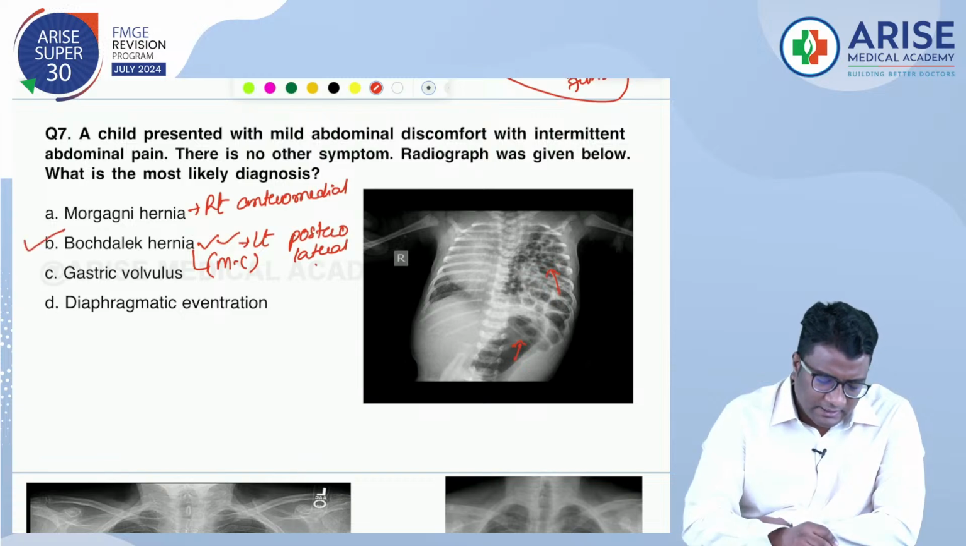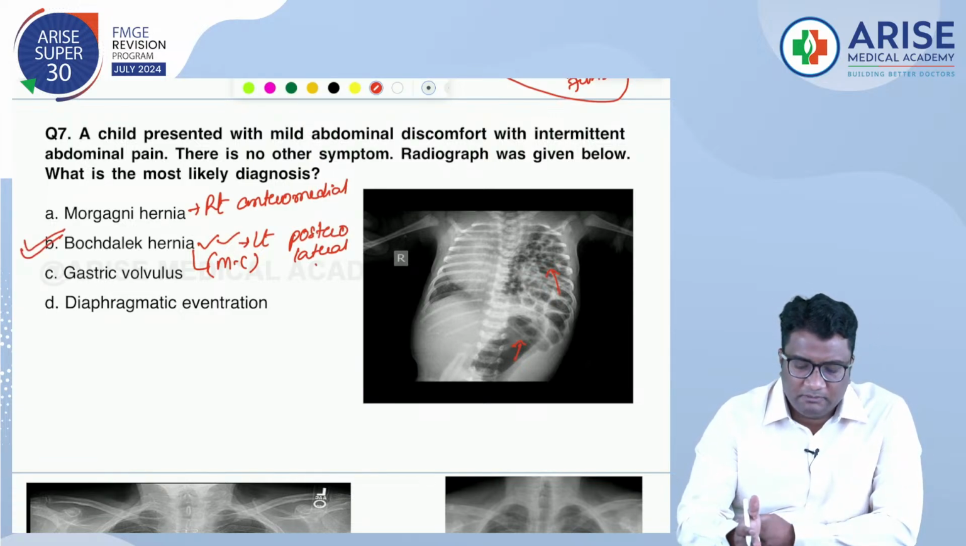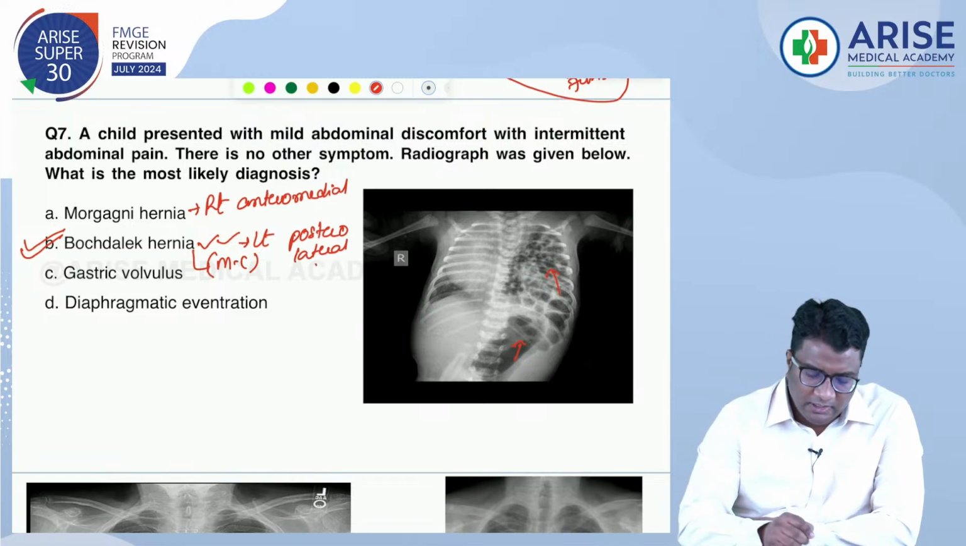This is a Bochdalek hernia. It can sometimes be associated with left lung hypoplasia also, because the bowel loops are entering into the left hemithorax. They will cause left lung hypoplasia. So this is associated with left lung hypoplasia.